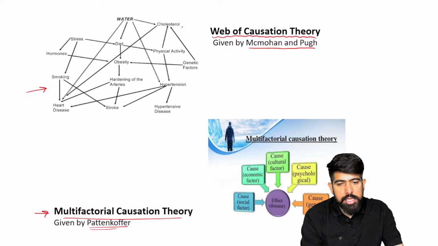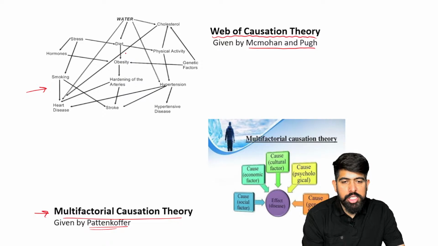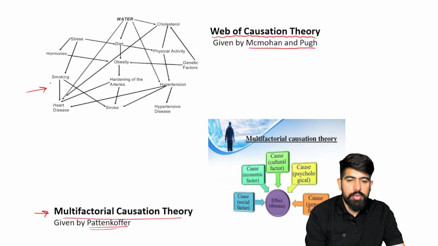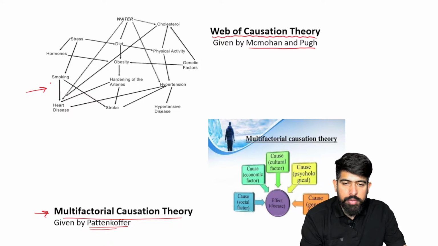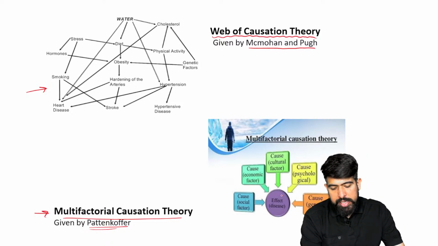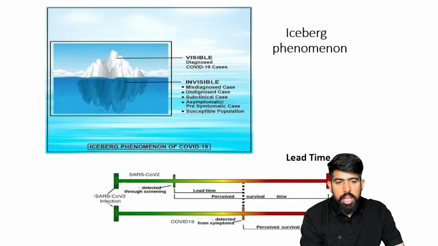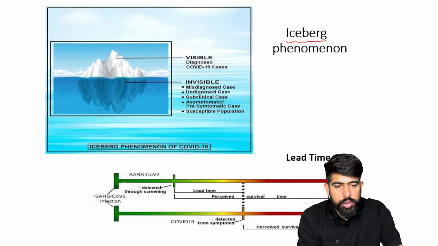So you can see this is the logo, and by this you can imagine that this is the web of causation, the more factors that are having an effect on the different diseases. And in the multifactorial causation theory, you can see all the causes will affect the disease. Moving forward, the next topic is the iceberg phenomenon.